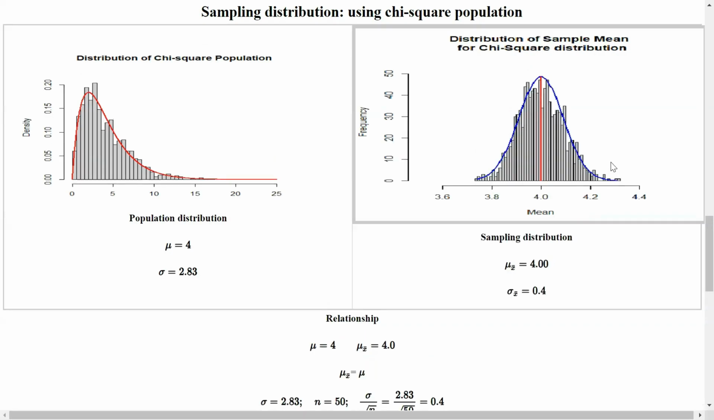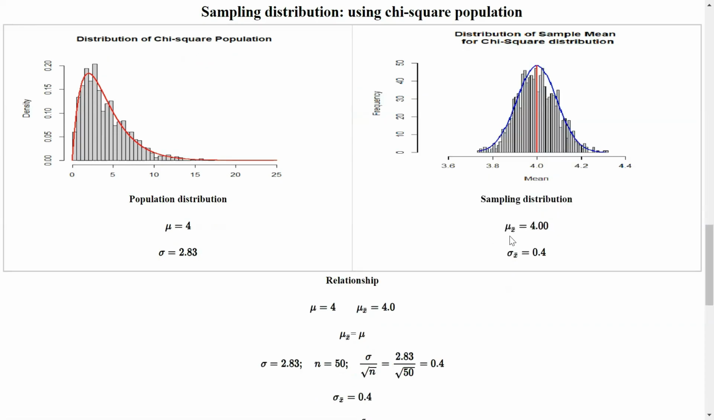Let's compute the mean and standard deviation of this sampling distribution. That is the mean and standard deviation of the 5,000 sample means. Those are mu suffix x bar is 4. The standard deviation sigma x bar equals 0.4.